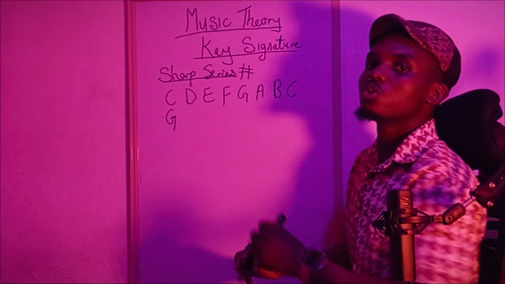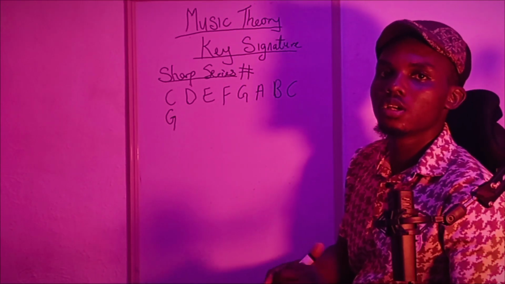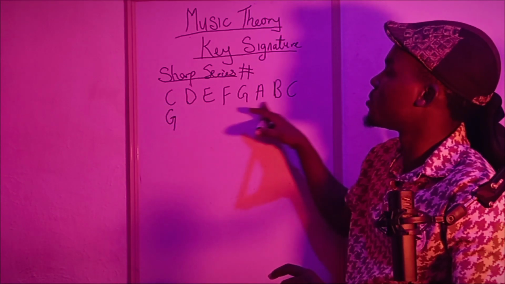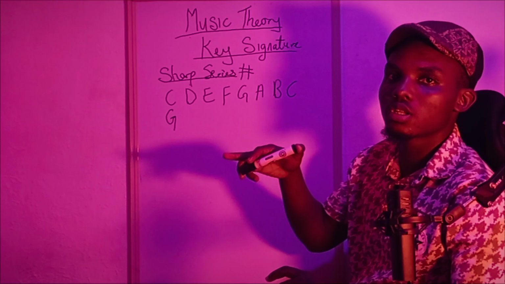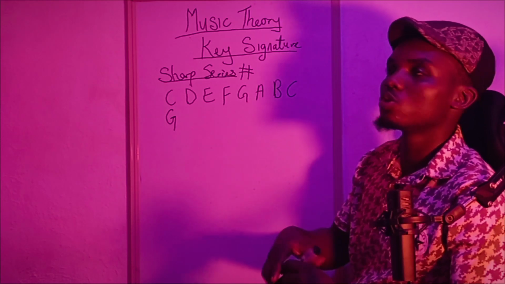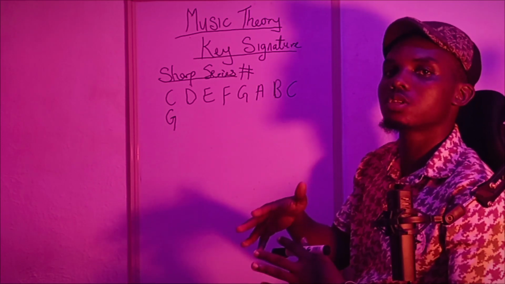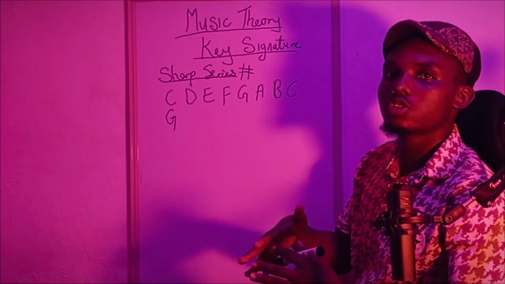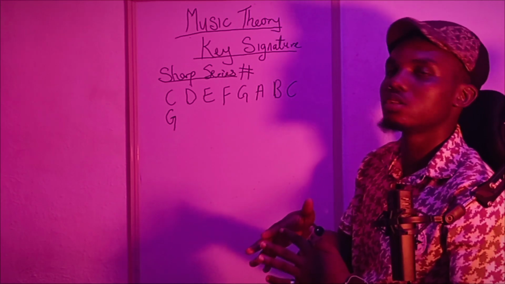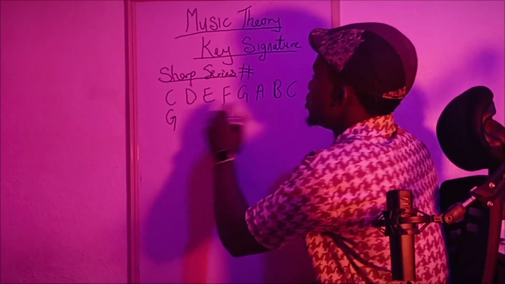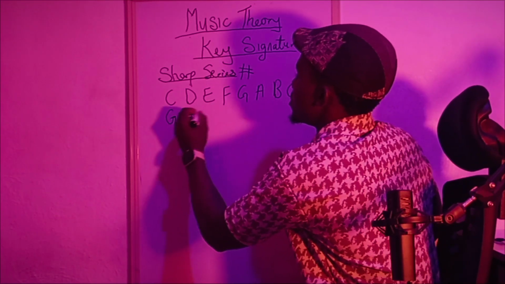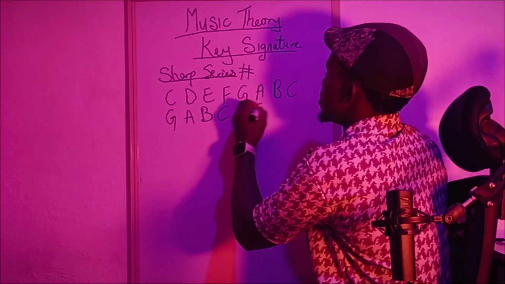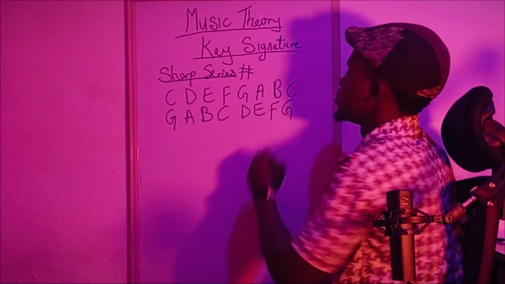So what you need to know is every family needs to be represented. Every alphabet needs to be represented in each key. So they have to be represented by either a sharp or a natural. So we have G, A, B, C, D, E, F, G.